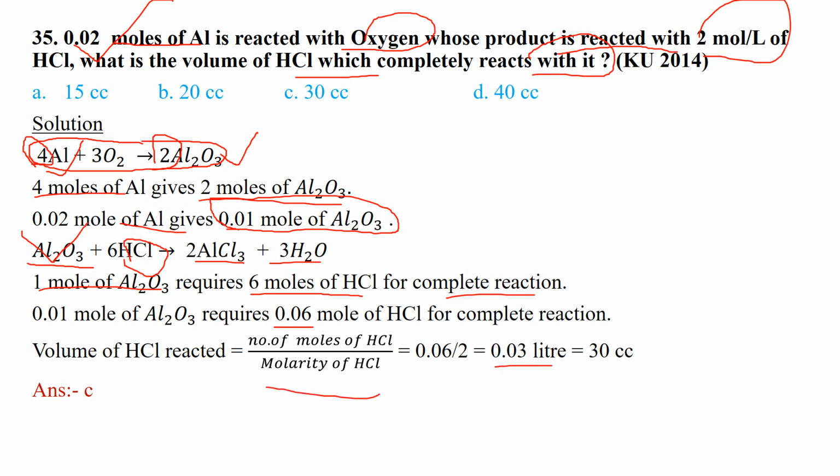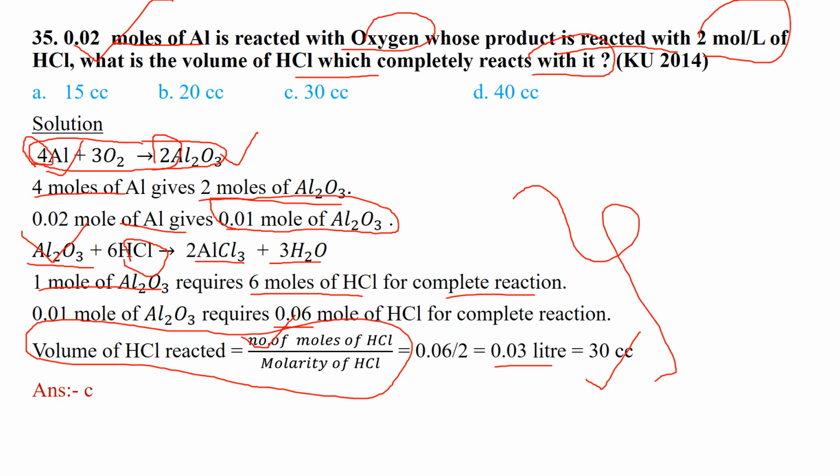This is the formula for the molarity. Molarity of HCl is equal to number of moles of HCl divided by volume in liter. Answer will be 30 cc. This question could also be solved on the basis of the equivalent concept.